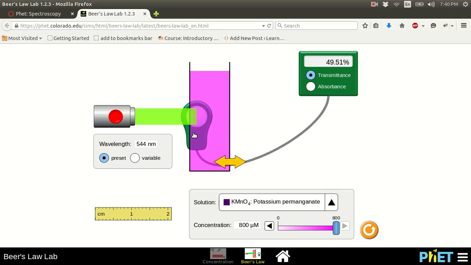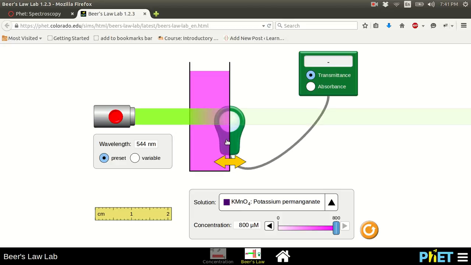If I put this tool right in front of the lamp so that there's no liquid obstructing the path of the light, I should get 100% transmittance. Let's see if that's true. Oh, it is true. I should get 0 absorbance. Oh, it is true. So it is true then that absorbance means the amount of light that got absorbed by the liquid, and transmittance means the amount of light that got through the liquid.